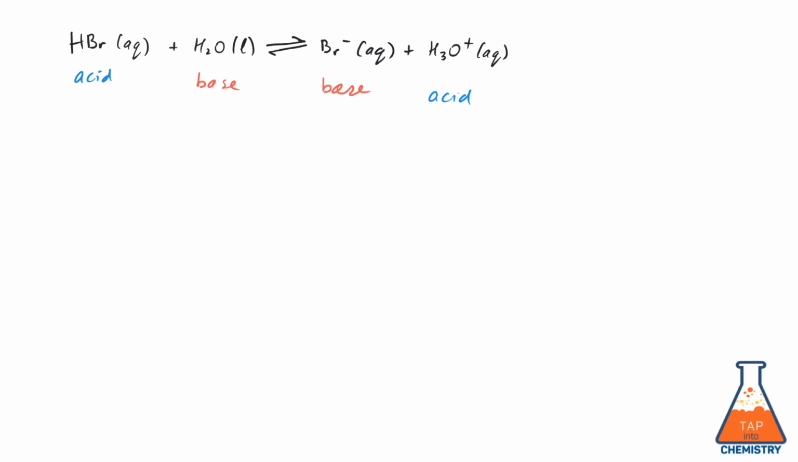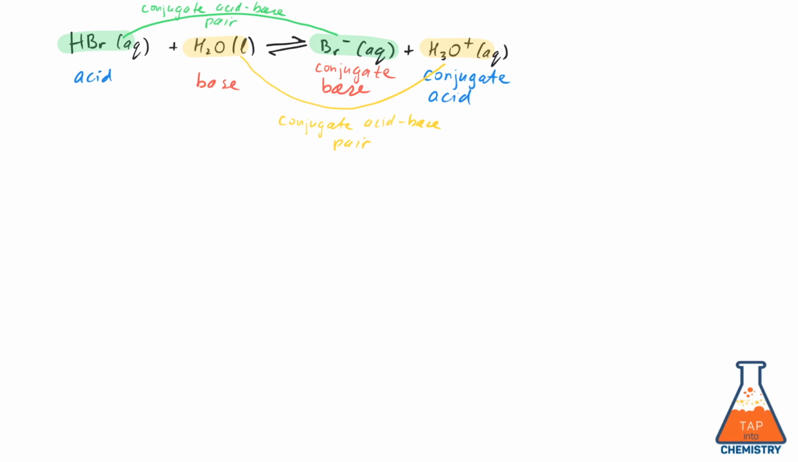And that's why we can classify the products of an acid-base reaction also as acids and bases. We call these products conjugate acids and conjugate bases. If we compare the formulas for water and hydronium, they only differ by one proton. And if we look at hydrobromic acid and bromide, we see that they also only differ by one proton. We call these pairs conjugate acid-base pairs, because within each pair, one species would act as an acid and one would act as a base.